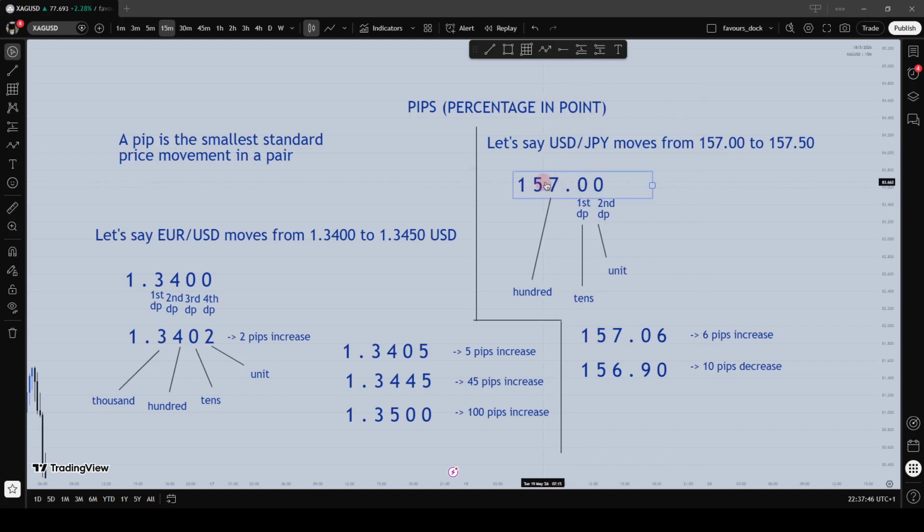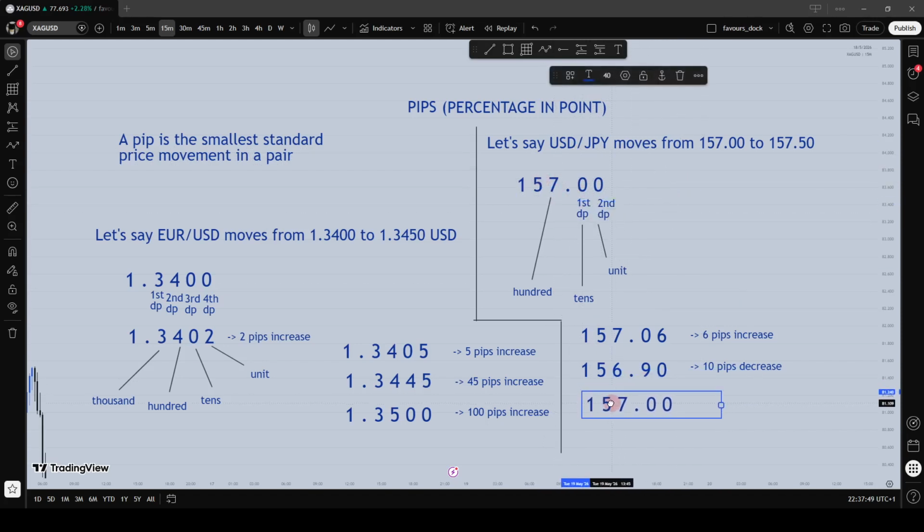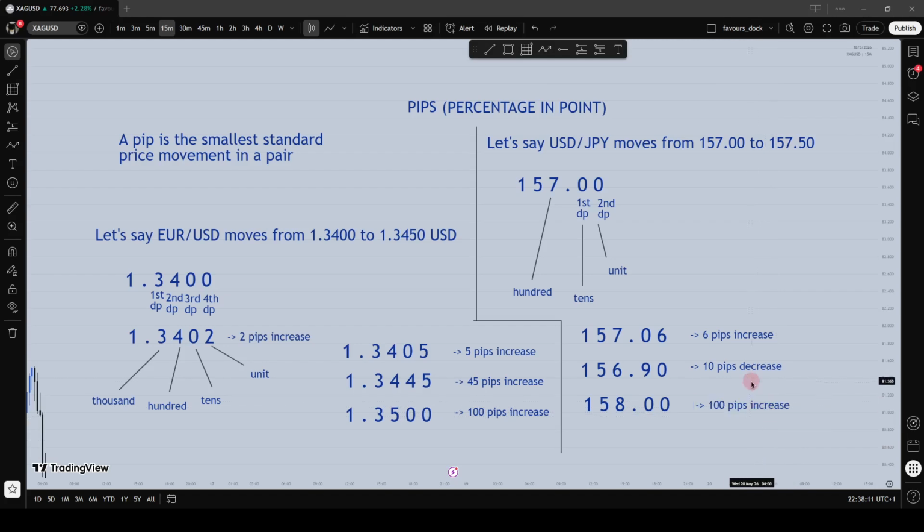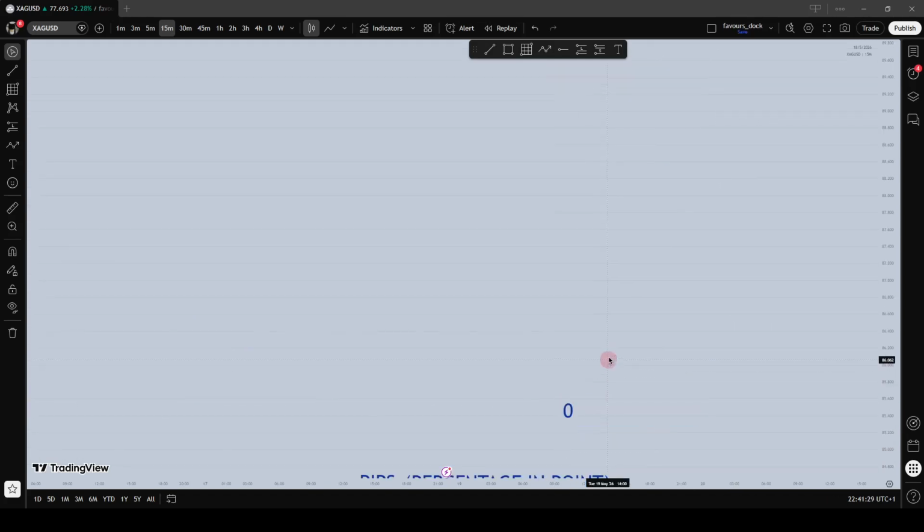So if I say price changes from 157.00 to 158.00, what happened here now? Since this is hundreds, we are affecting hundreds. That means price gave us a 100 pips increase. Does that make sense? Yes.